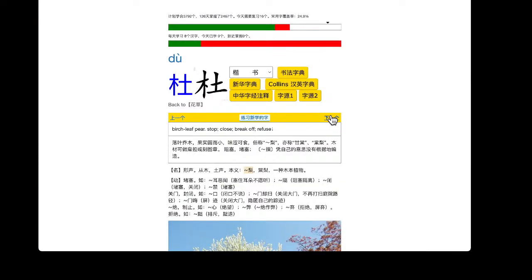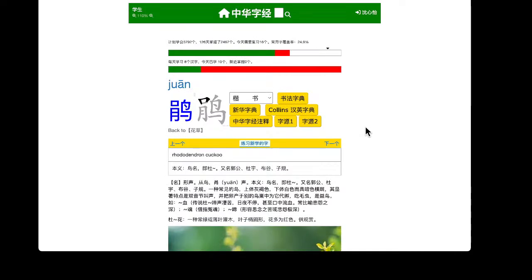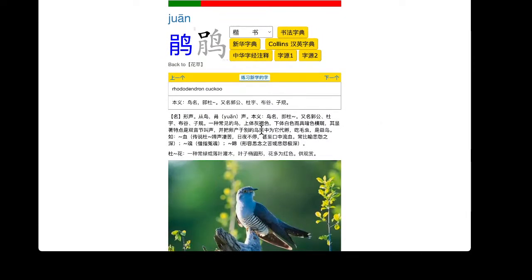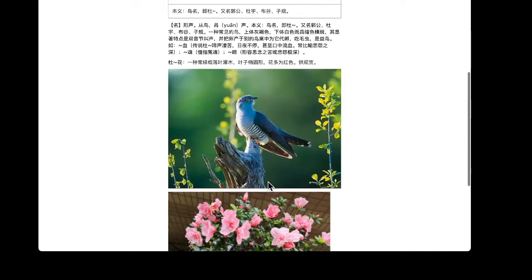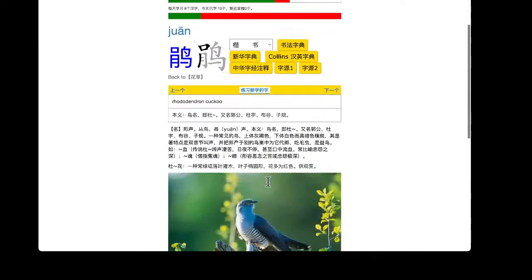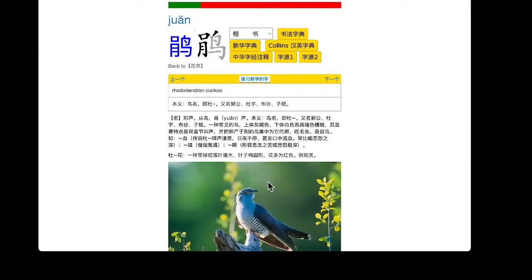Next one. 鹃. Now this has a bird radical right there, and so obviously this refers to a bird. Now 杜鹃, 杜 is the last character. 杜鹃 is a type of bird, so this is how this bird looks. And the bird is also called 布谷. It has different names, and the reason they call it 布谷 is because they make a sound like 布谷布谷, they make that sound.